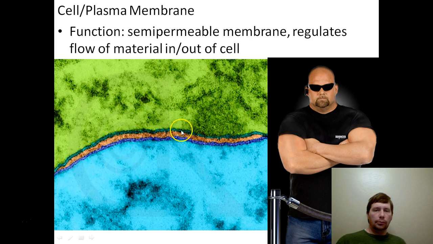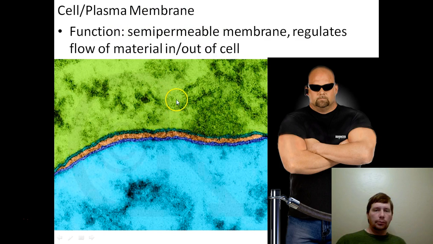Here you're looking at a zoomed in electron microscope picture of a cell membrane. Here's the inside of the cell, here's the outside of the cell, here's the cell membrane right here. And what the cell membrane is there to do is regulate what can come in and what can go out of the cell. So the cell membrane lets some stuff in, but it keeps other things from getting in. It lets some stuff out, but prevents other stuff from leaving. The term we use for that is semi-permeable. And so the cell membrane is semi-permeable.